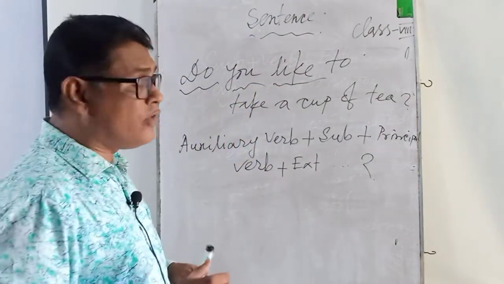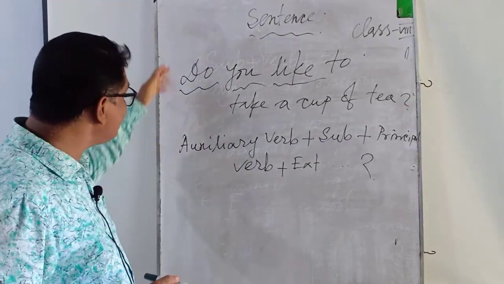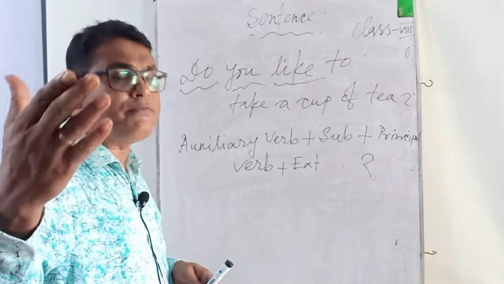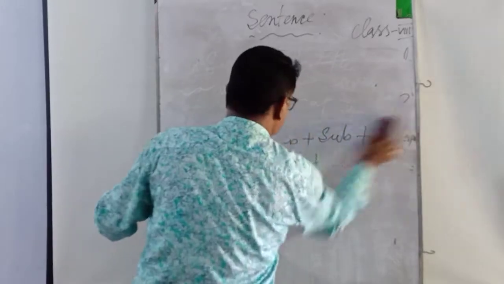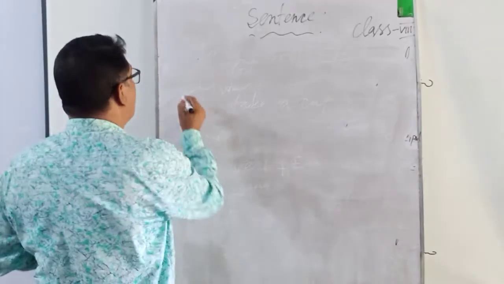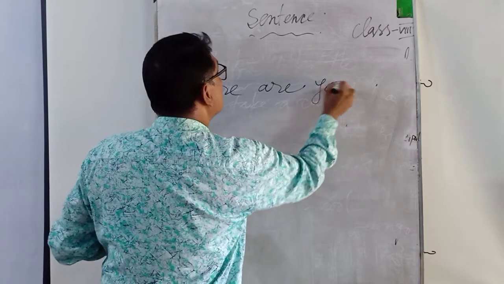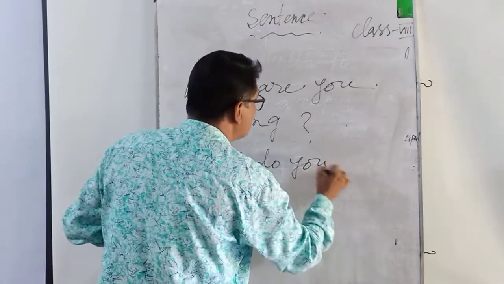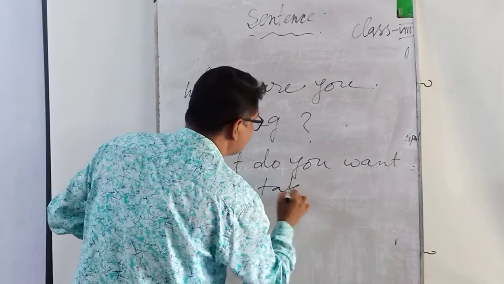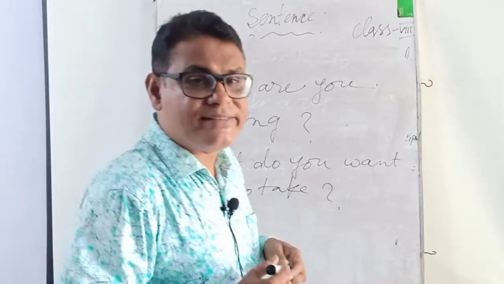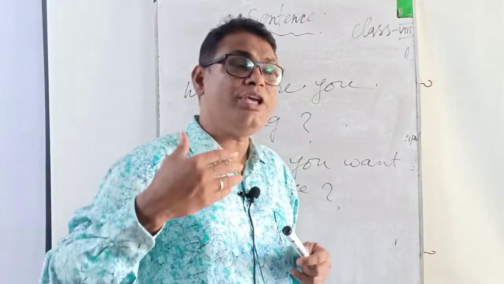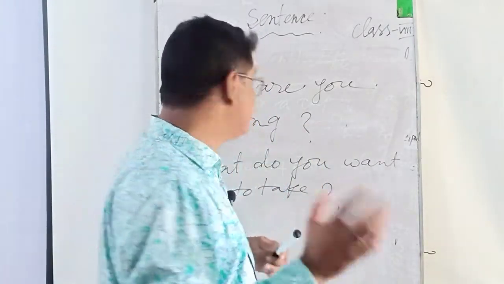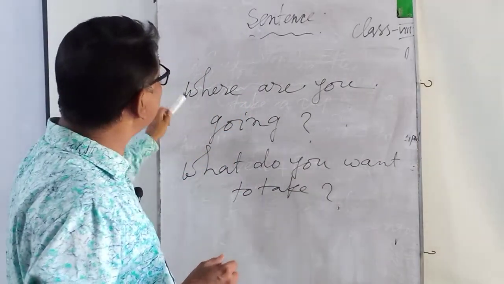How can we form a WH question? We have seen previously how we can form the yes-no question. Now I am going to give another example of WH question. Look at this. Here I am writing, where are you going, or what do you want to take? So these two are WH questions. Why should you say this is a WH question? We cannot answer these types of question only saying yes or no. So we should say something to answer this question. Because of that, this is a WH question.